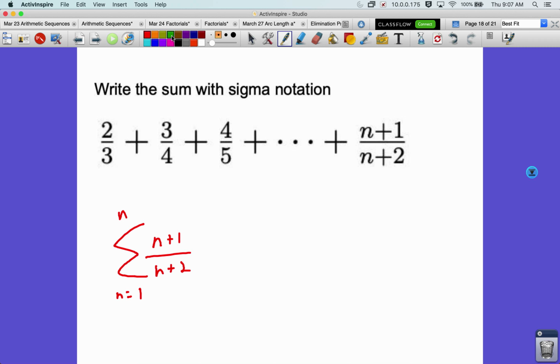At this point, it's a little bit confusing. I need to change these variables because I can't have this be the same variable as this. But I want it to end with an n, so I'm just going to swap these out for something else, like an x.